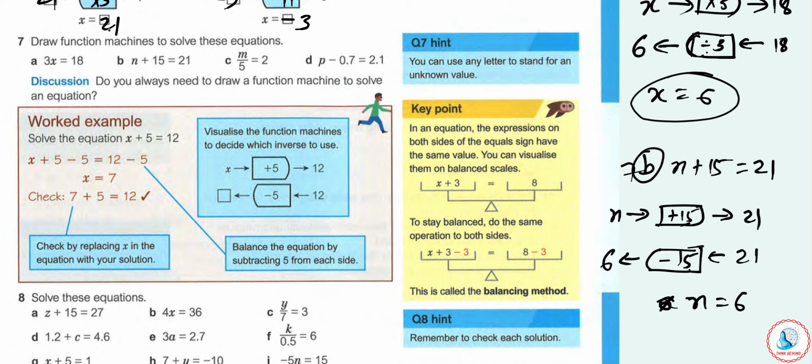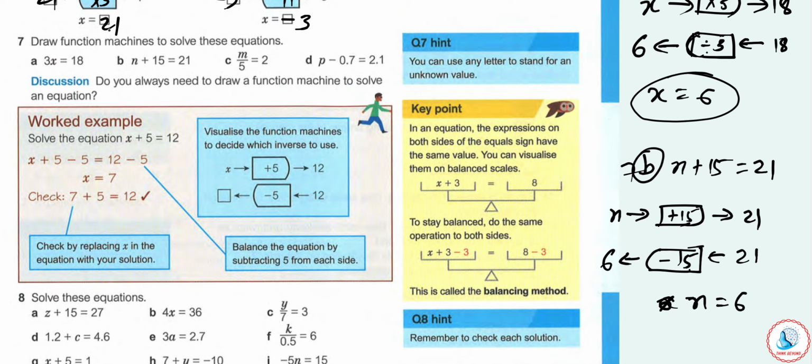Let's verify the answer now. Put the value here, n plus 15, and check whether you are getting 21 or not. The value of n is 6 plus 15. 6 plus 15 is 21, right? So our answer is correct. Now do for question number C.